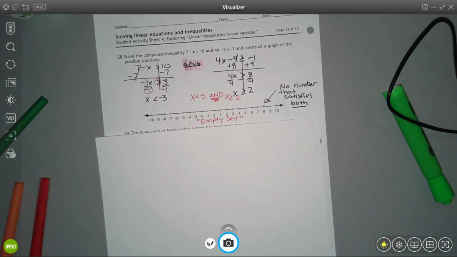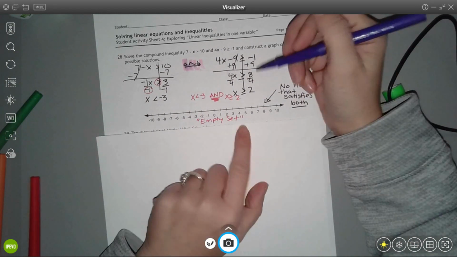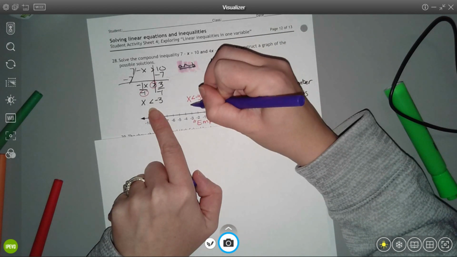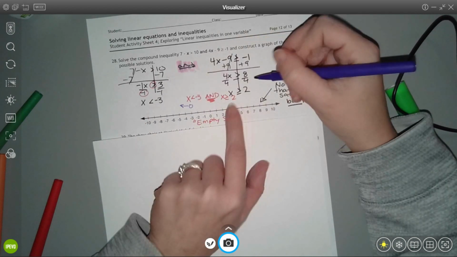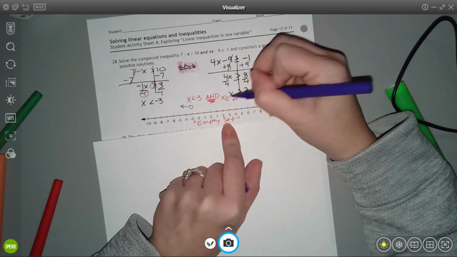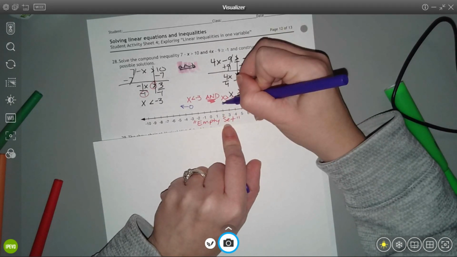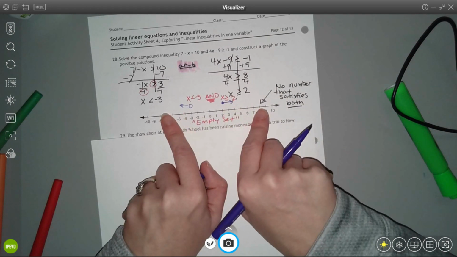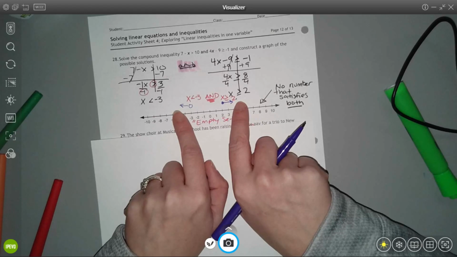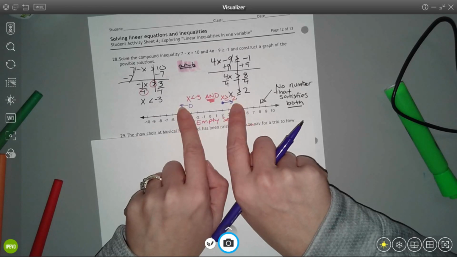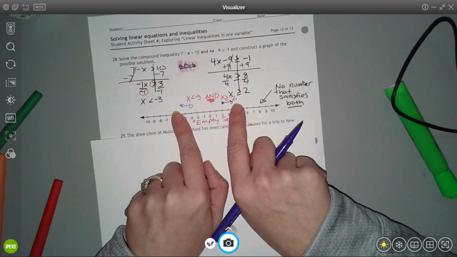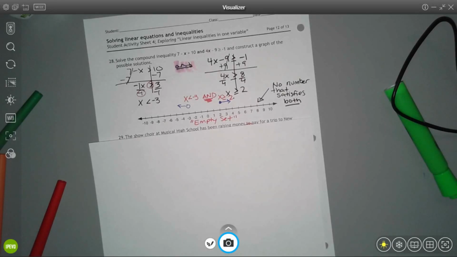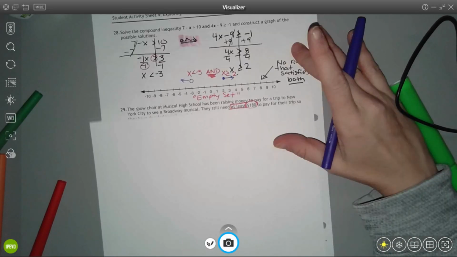I'm just going to write this on here so you can see it above the line. If I graphed this one, that says that x has to be less than -3. And if I graphed this one, that would say x has to be greater than or equal to 2. Again, and means that it has to satisfy both. Well, look at these arrows, guys. There is no number that satisfies both of those rules. There's no number that's smaller than -3 and greater than or equal to 2. So this is what we call an empty set. There's no number that satisfies both rules.